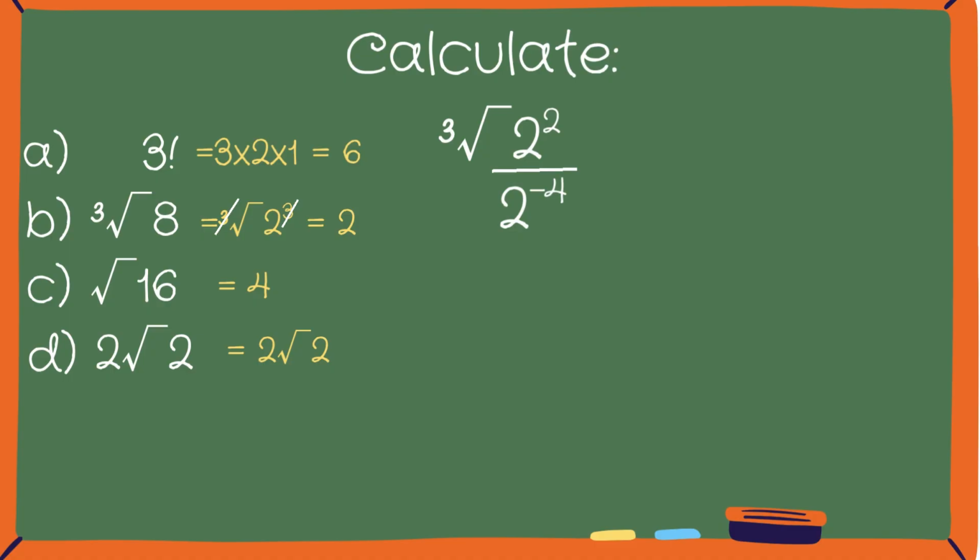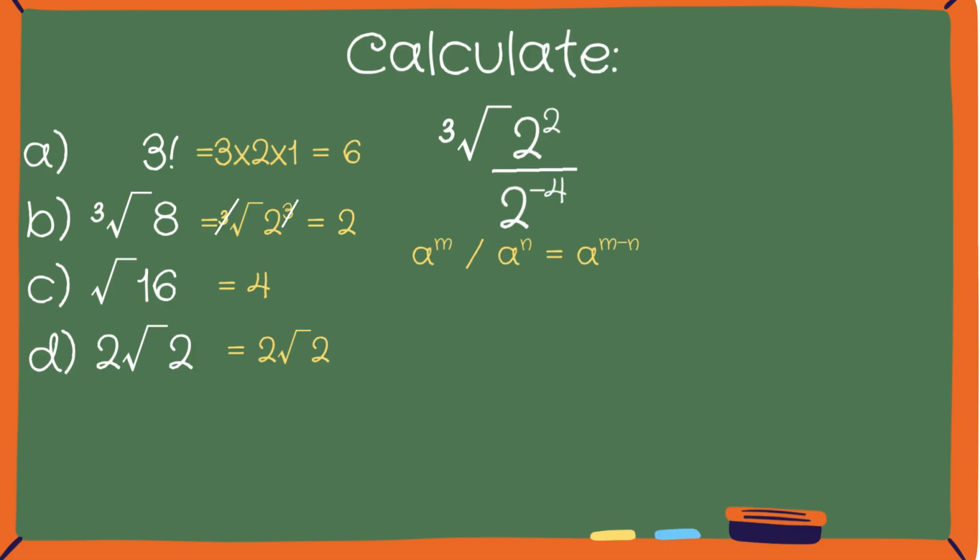Now, to do this exercise, I have to remember the following. When I have a raised to the power of m divided by a raised to the power of n, what does that mean? It means that when I divide like bases, the exponents are subtracted. Look, it will be the exponent on top, minus the exponent on the bottom. This is a rule. So what am I going to do now?